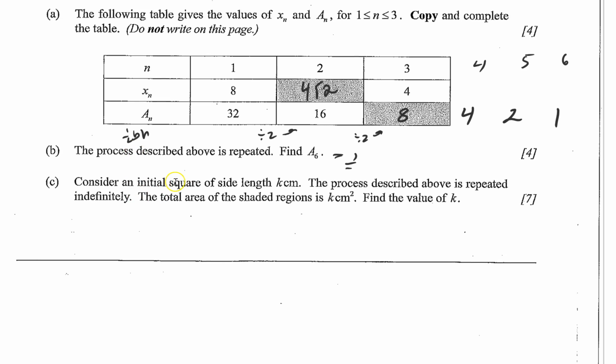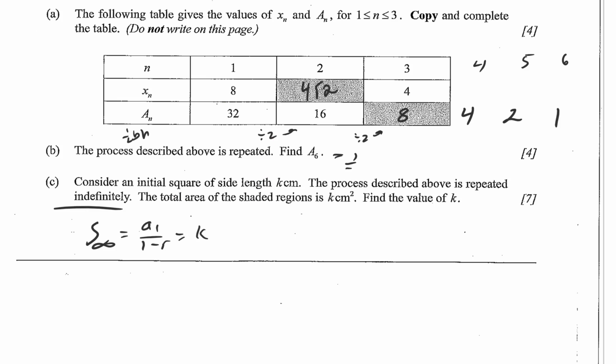Consider the initial square of side length k. The process described above is repeated indefinitely. So right there, when they say indefinitely, you know you're going to do an infinite sum formula, which is this guy. The total area of the shaded regions is k. Find the value of k. So they told us all this equals k. So all I gotta do is fill out this formula right there for the areas.